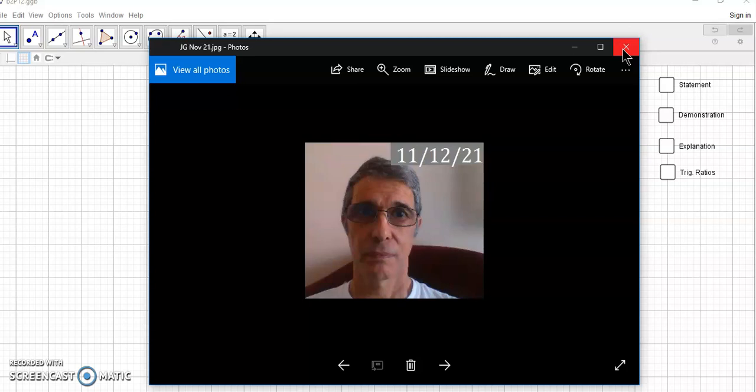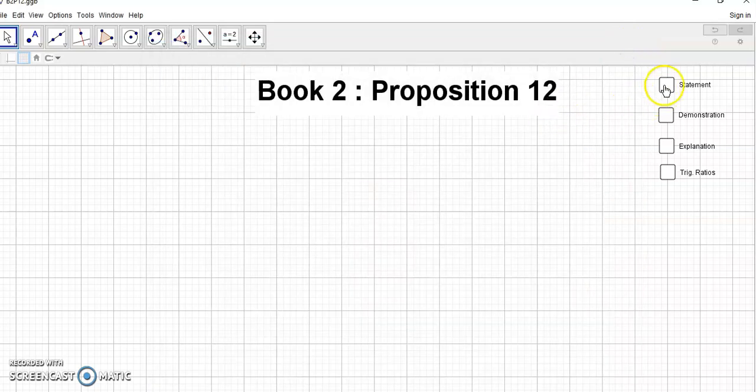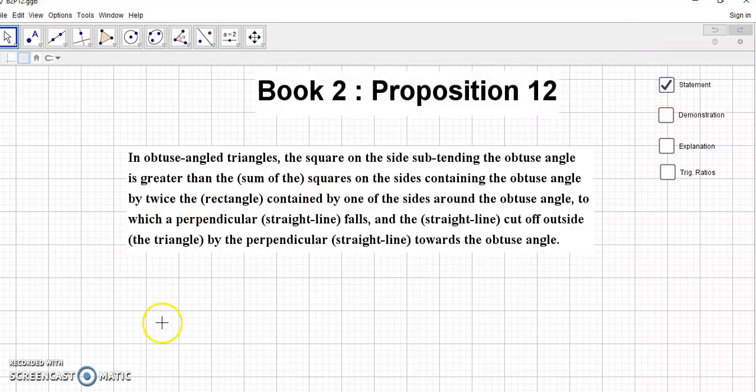My name is John Gabriel and today I'll be discussing proposition 12 of book 2 in Euclid's Elements. So let's begin. The statement says that in any obtuse triangle, the square on the side subtending the obtuse angle is greater than the sum of the squares on the sides containing the obtuse angle by twice the rectangle contained by one of the sides around the obtuse angle to which a perpendicular line falls, and the line cut off outside the triangle by the perpendicular towards the obtuse angle.